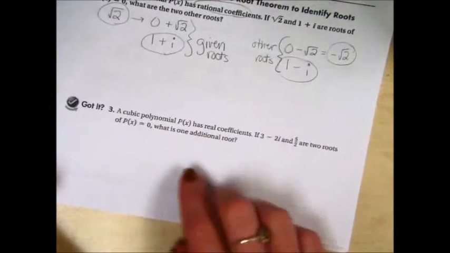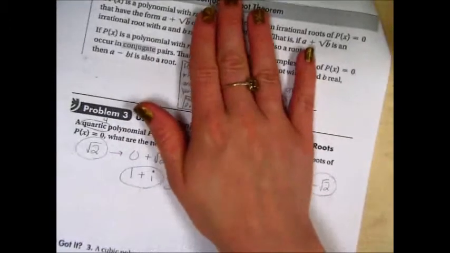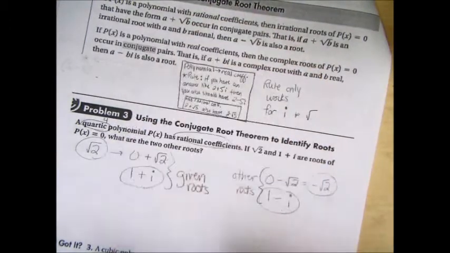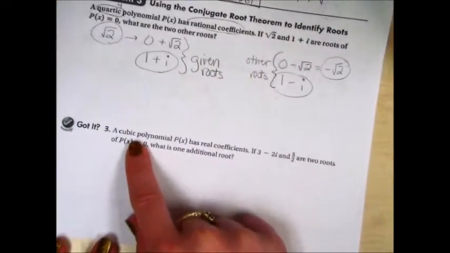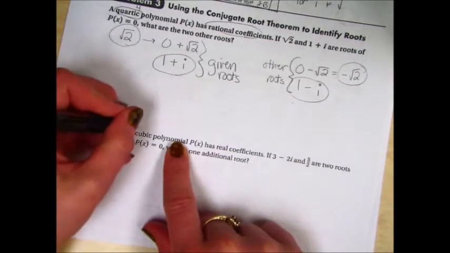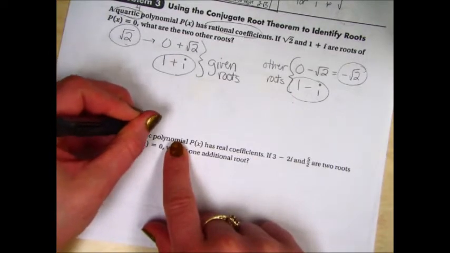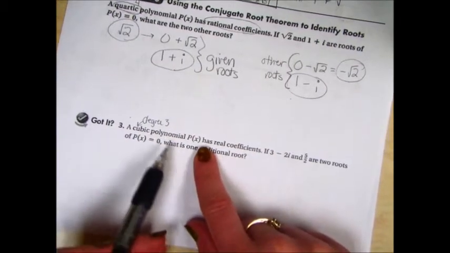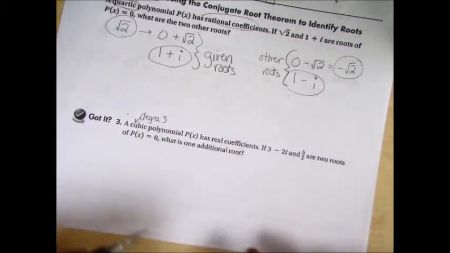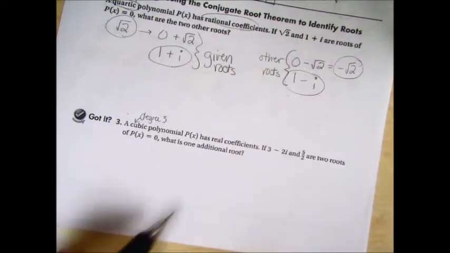And got it number 3. It applies this idea up here of using conjugates for things that are irrational, okay? So in got it number 3, we can see that we have a cubic polynomial, which means it has a degree of 3. This polynomial has real coefficients. That just means it kind of applies to what was above.